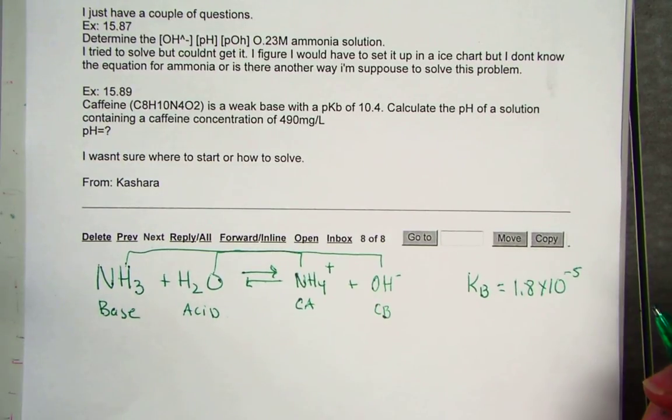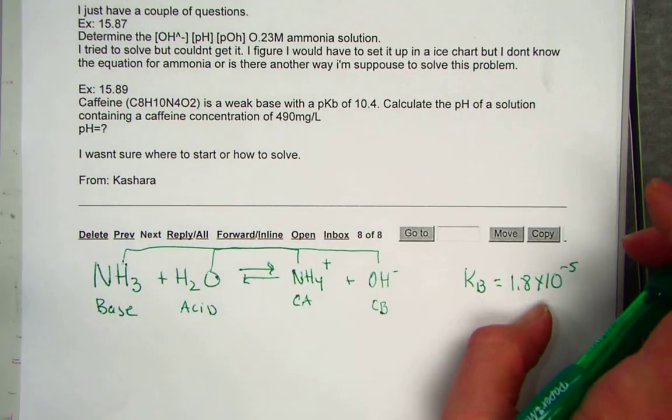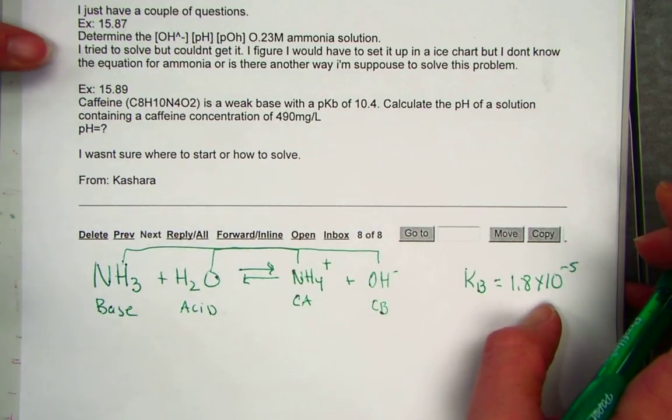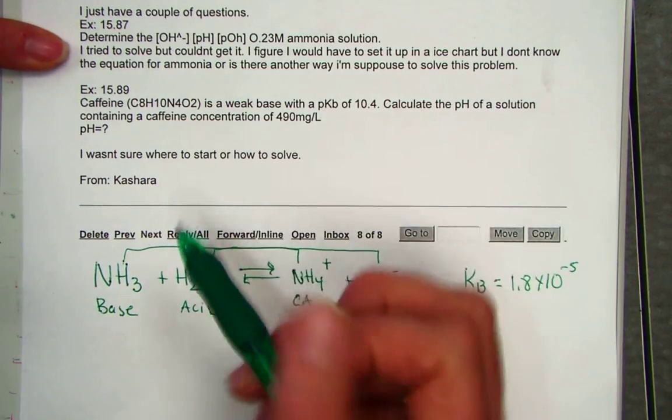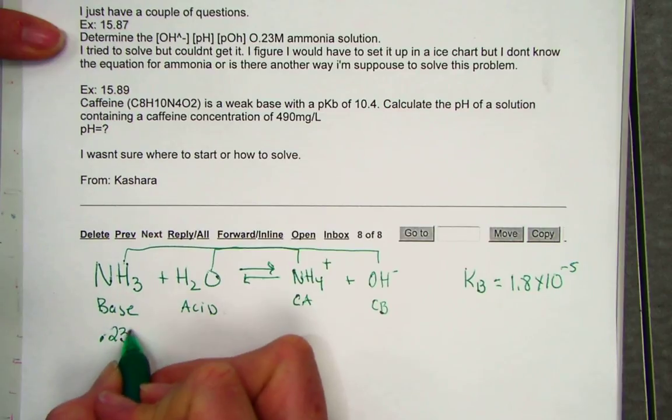Perhaps they gave that to you in the problem and it just didn't appear in here. Otherwise, I had to use a chart and find it. But ammonia's Kb constant, 1.8 times 10 to the negative fifth. The other thing we know is the 0.23 molar concentration of ammonia.